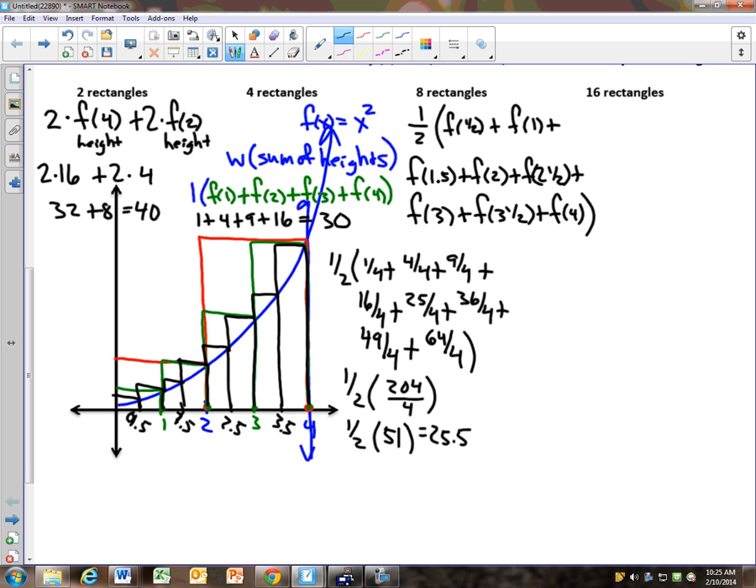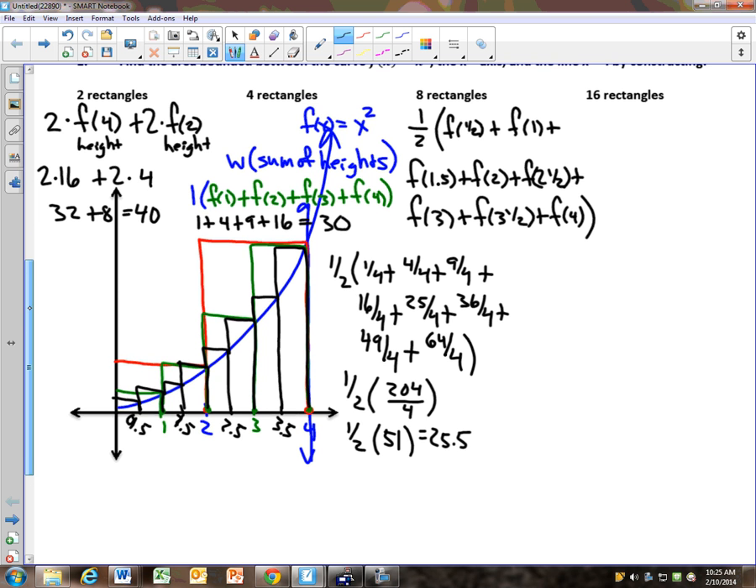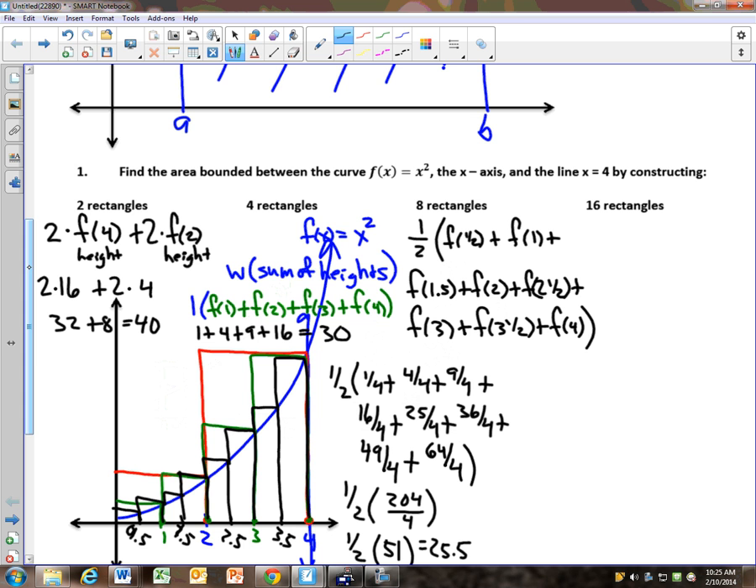Wouldn't it be a pain in the butt to do 16? Let's use our calculators. Please write this down right here. Y sub 1 equals function. Then we go width times sum times sequence. And here's what you type in. I'll show you how to do it all. Y1, comma x, comma beginning, comma end, comma width, parentheses, parentheses. I'll show you. Trust me, you'll get it.